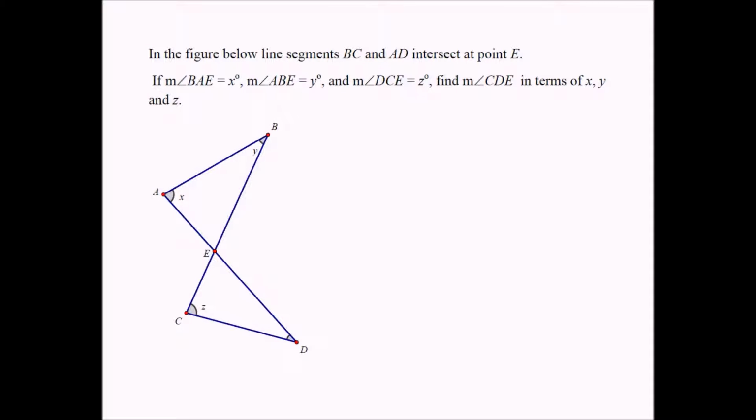In the figure below, line segments BC and AD intersect at point E. If the measure of angle BAE is X, the measure of angle ABE is Y, and the measure of angle DCE is Z, find the measure of angle CDE in terms of X, Y, and Z.